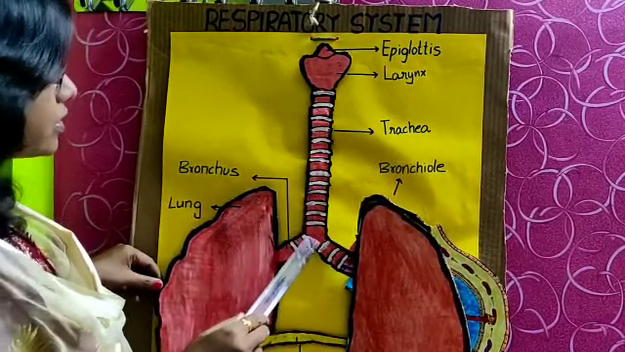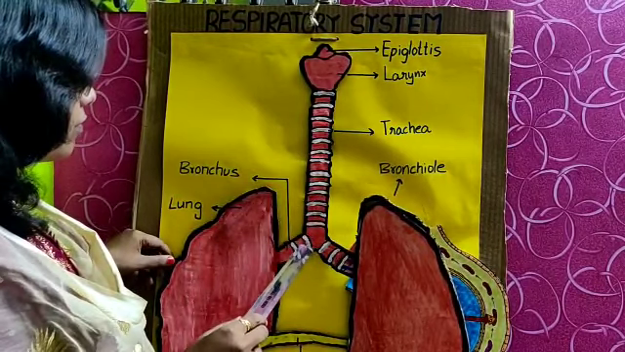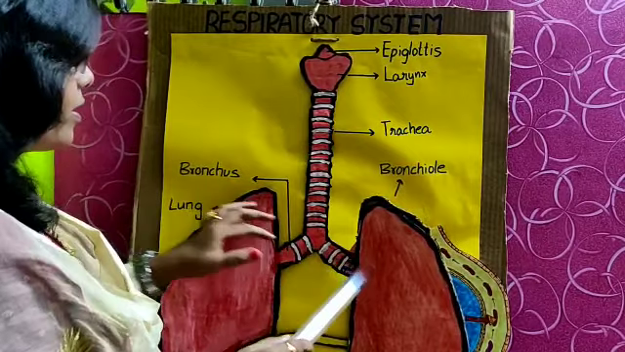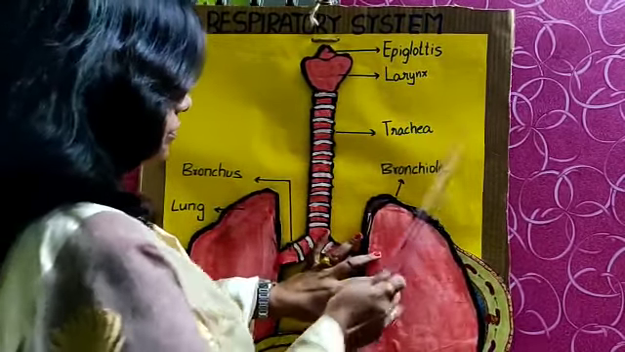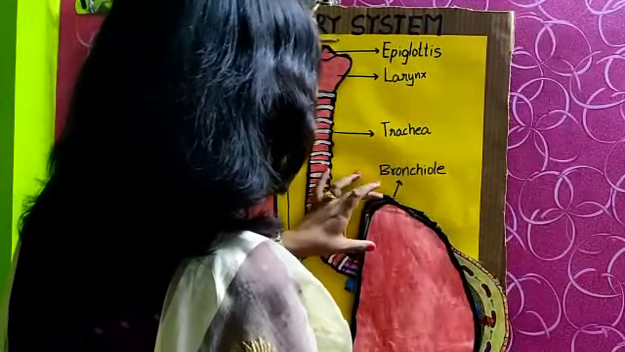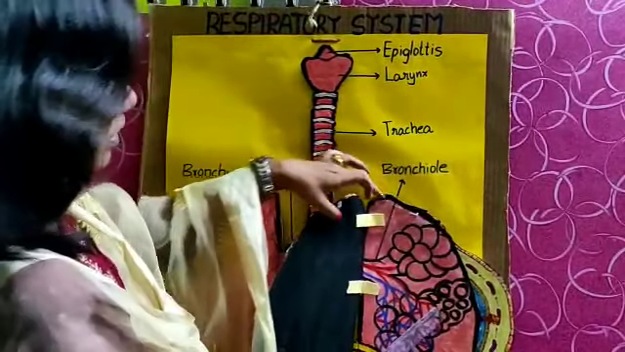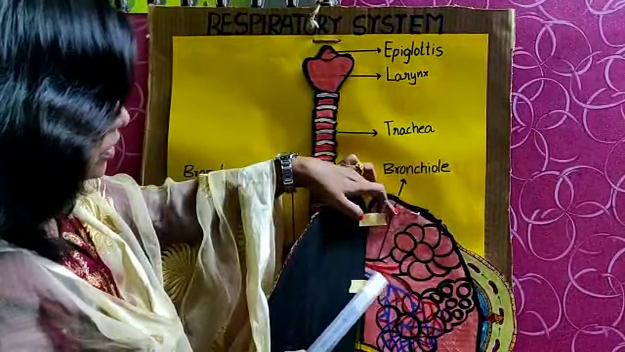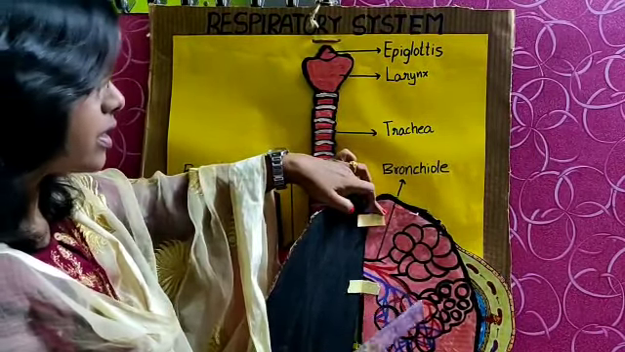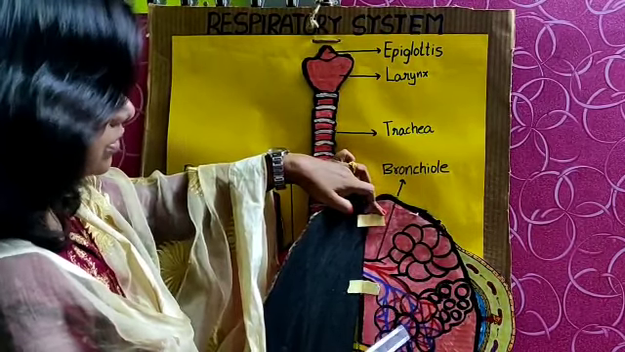And this trachea is divided into two parts, that is, the bronchus, and one part enters into the right lung, and one part enters into the left lung. So when we take the section of one lung, then we can see here the bronchus is divided into many bronchioles. So at the end of these bronchioles, we can see the alveoli bunches.